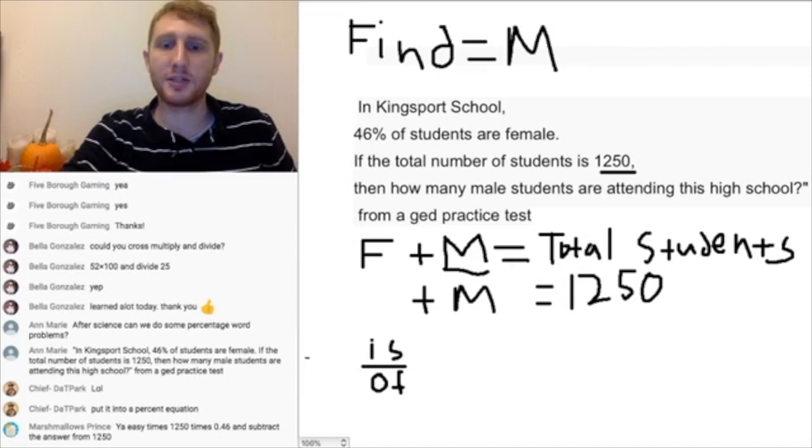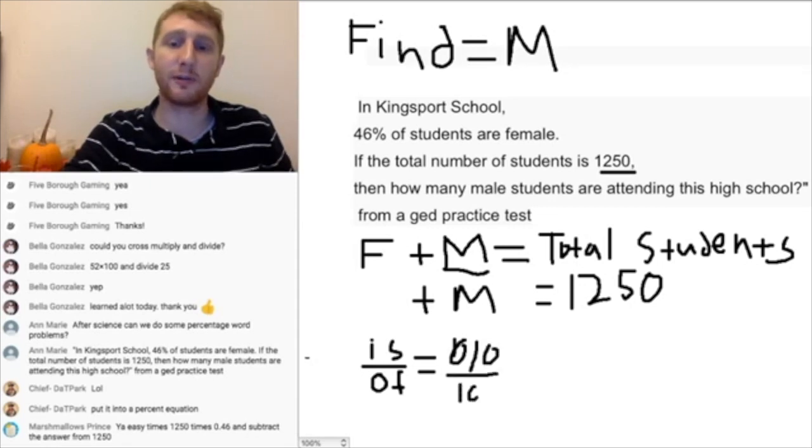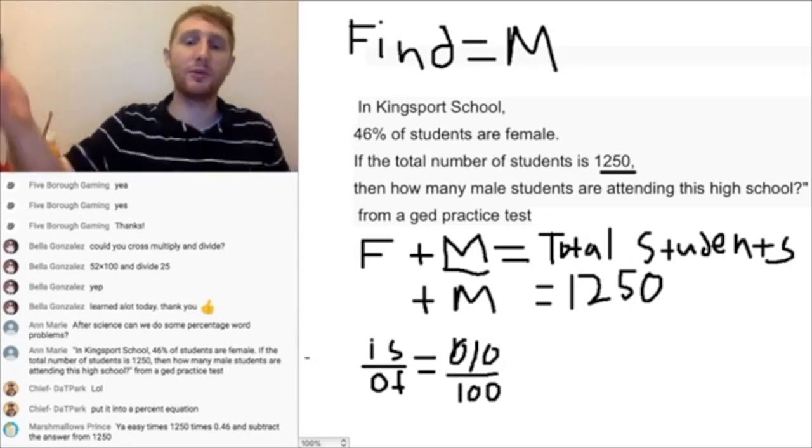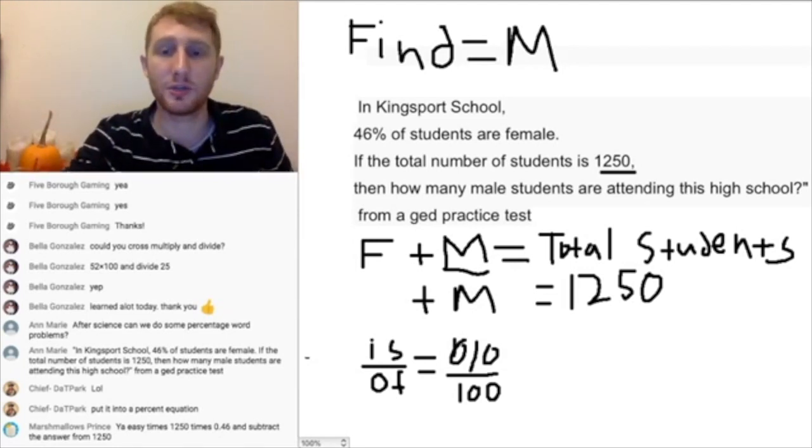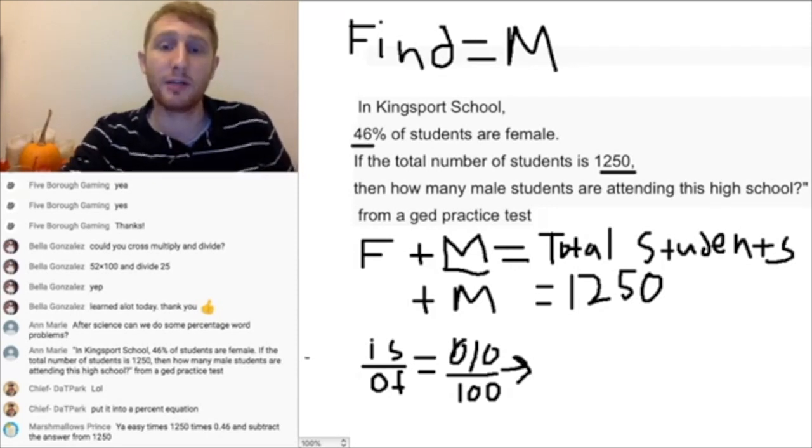Really this formula is just here to help you until you start to understand how to do it without the formula. So is over of equals percent over 100. It is a little bit slower to use the formula, but it will get you the right answer. You can use it the whole time, but you don't always need to do it this way. You can always do it with this formula.